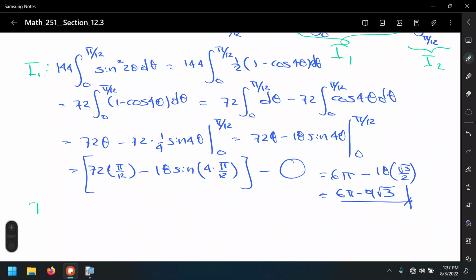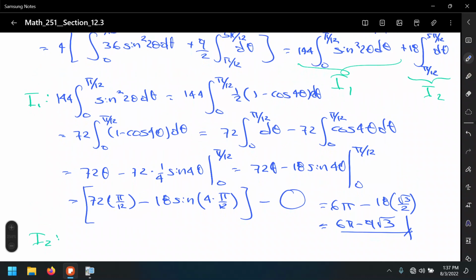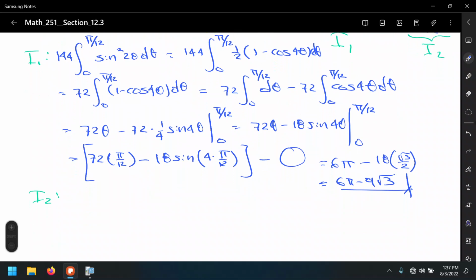Second integral, which looks like the integral of 18. Well, this one is pretty short. 18 from pi over 12 to 5 pi over 12, d theta. So the integral of d theta is simply theta. That's 18 theta evaluated from pi over 12 to 5 pi over 12.